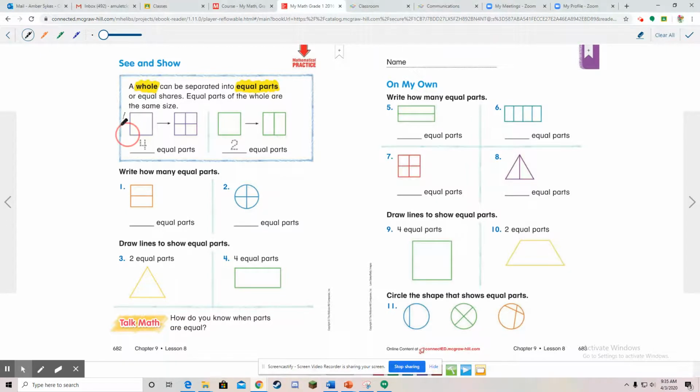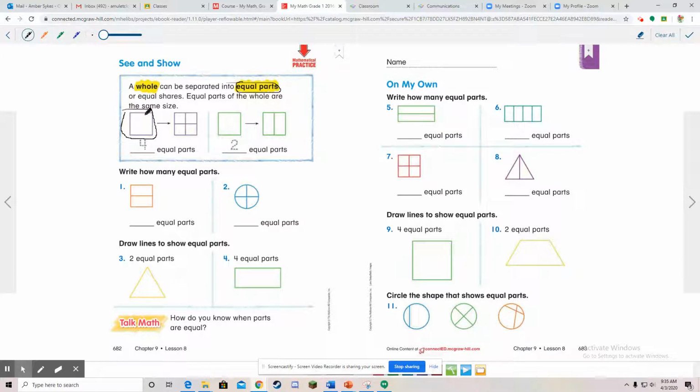So a whole is like a whole square or a whole cookie. You see how it's just one whole? But it can be separated into equal parts. Equal parts means all shares or sizes are the same size.